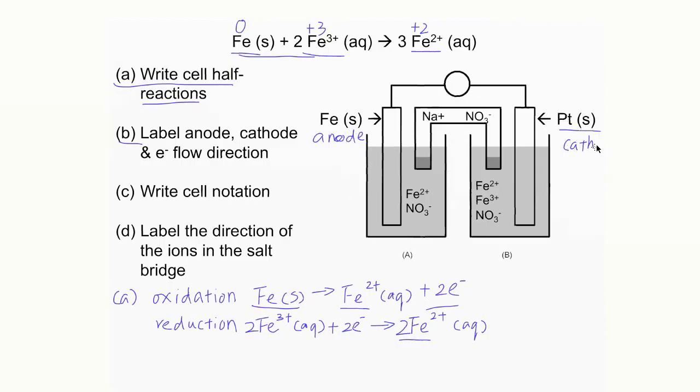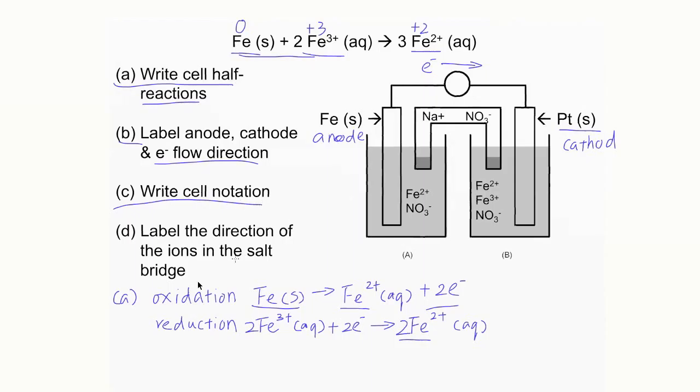And remember, platinum is not part of the reaction. The function of the platinum itself is just transferring electrons. But please remember, electrodes are solids. And for the electron flow direction, because the anode generates electrons, electrons go from the anode to the cathode. So this is the direction of the electrons.